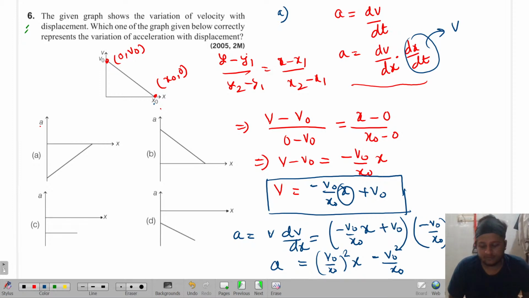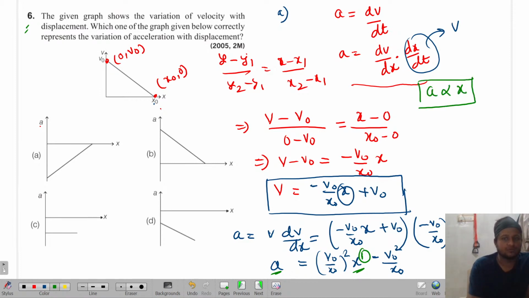Are you able to get me or not, everyone? Are you able to get this equation or not? Okay. Now try to see this. Look over here. So acceleration varies with respect to position linearly or not. What is the power of x over here? It is equal to 1 or not. So acceleration is directly proportional to x over here. First important conclusion. So I will have a straight linear graph.